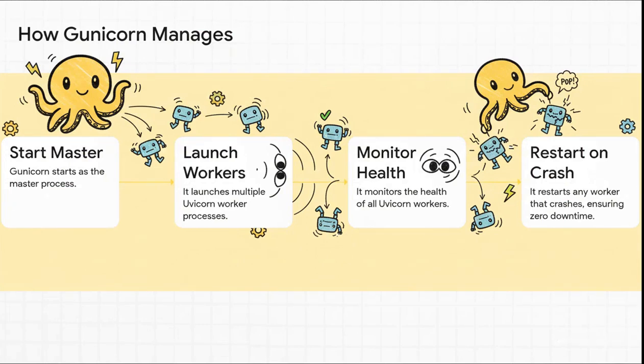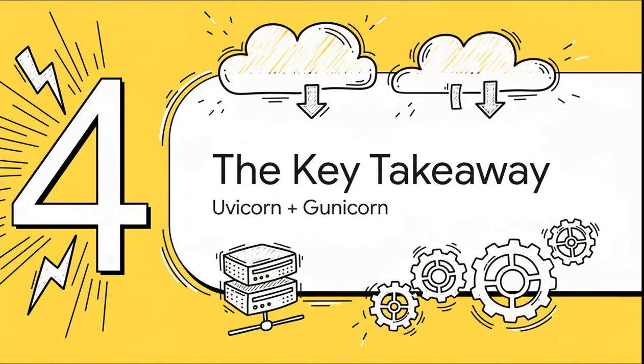So what does that actually look like in practice? Well, Gunicorn starts up first as this kind of master process. Then it launches a bunch of Uvicorn worker processes. You can tell it how many you want. From that point on, Gunicorn's main job is just to be a watchdog. It sits there and monitors the health of all its Uvicorn workers, and if one of them ever crashes, boom, Gunicorn kills it off and instantly spins up a fresh new one to take its place. The best part? Your users see nothing. For them, there was zero downtime. It's completely seamless.